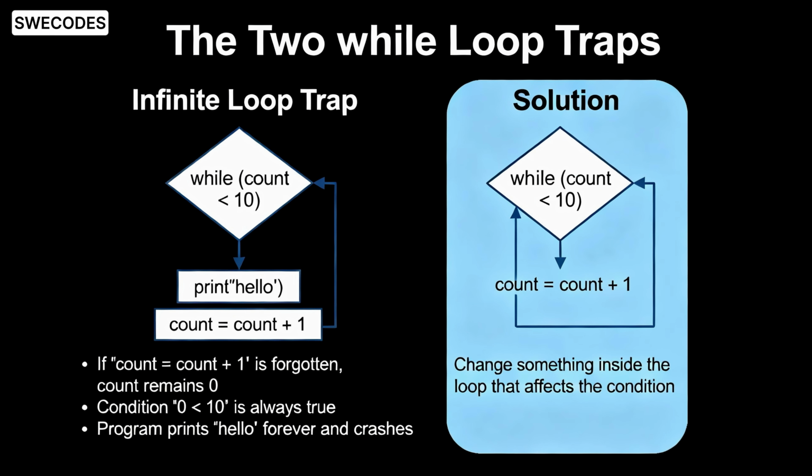The 2 while loop traps. Pay attention. There are 2 traps here. The infinite loop. What if we forgot the count = count + 1 line? Count would always be 0. The condition 0 less than 10 would always be true. The program would print hello forever and crash. You must change something inside the loop that affects the condition.